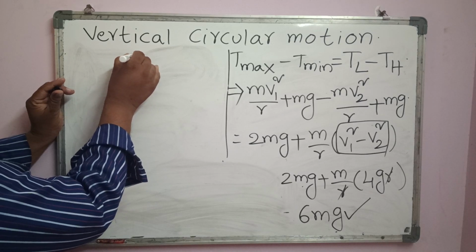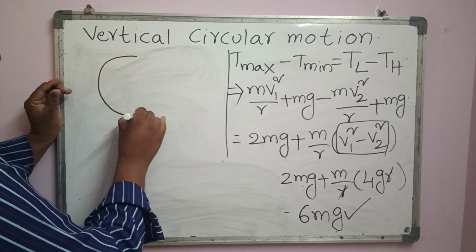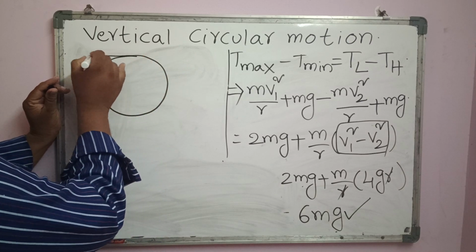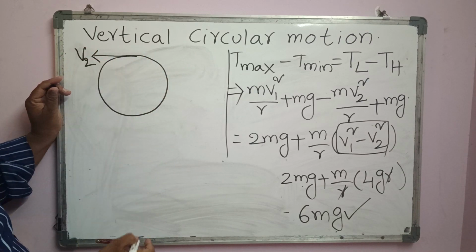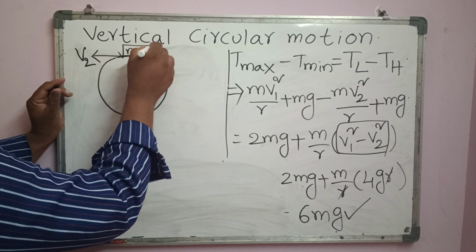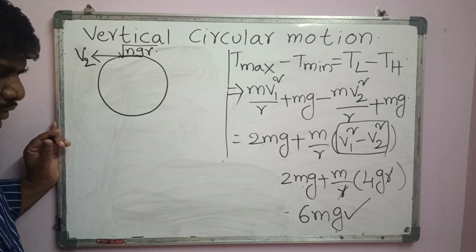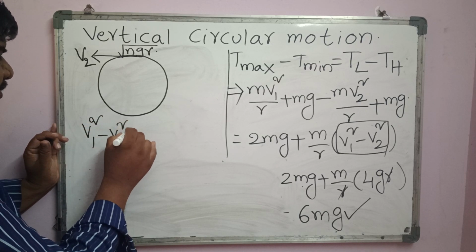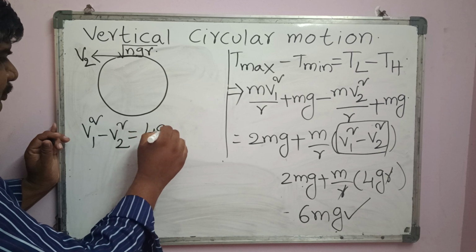So here is the vertical circular motion. The body is under vertical circular motion. Let us say V2 is the velocity at the highest position. Let us write this as root over ngr. So according to the given calculations, V1 square minus V2 square equals 4gr.